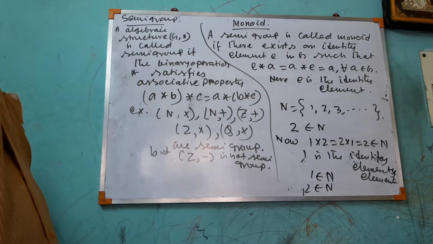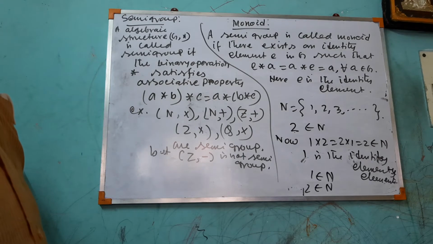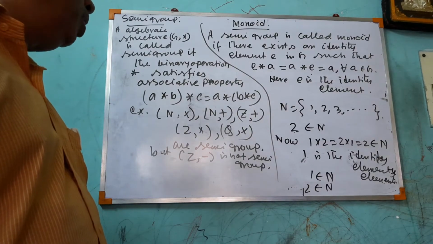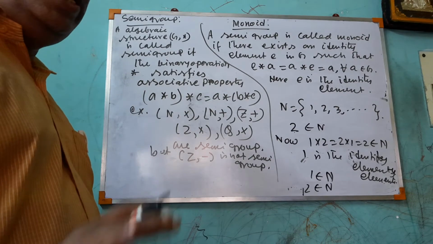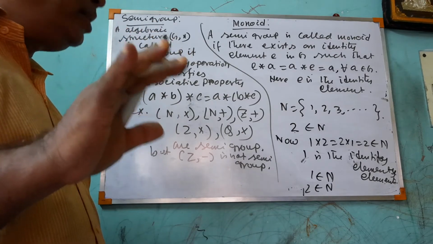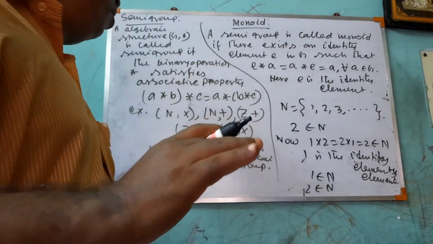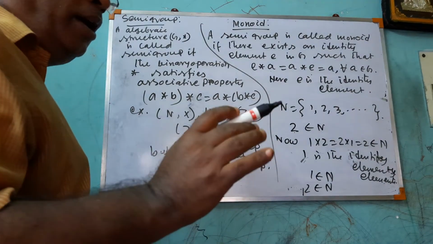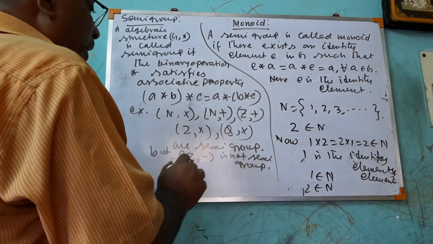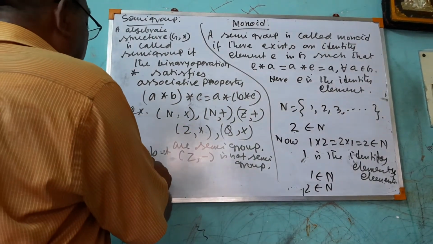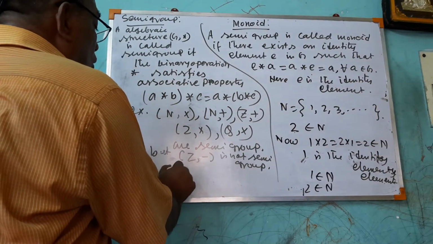Now let us discuss what a semi-group is. An algebraic structure G is called a semi-group if the binary operation satisfies the associative property. Only the associative property: if the associative property holds, then we can say it is a semi-group. Say for example, take the natural numbers. Take any three numbers from the natural numbers, say 2, 3, 4.